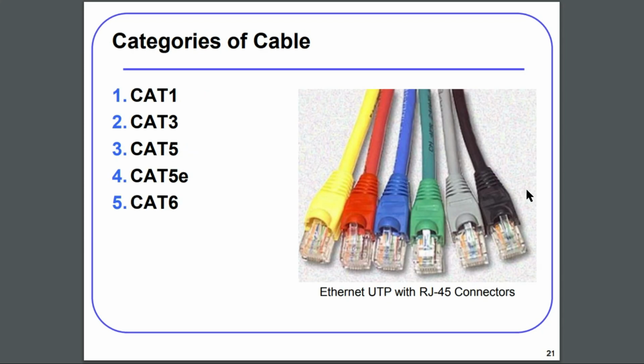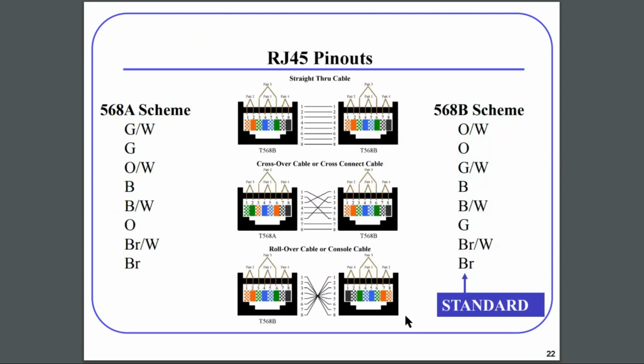So, categories of cables. There are different types of cables: Cat 1, Cat 3, Cat 5, Cat 5e, Cat 6. Generally in a data center, we use Cat 6 cables for copper connectivity. As you can see in the picture, on the right side, Ethernet UTP with RJ45 connectors. So let's move to the next slide.